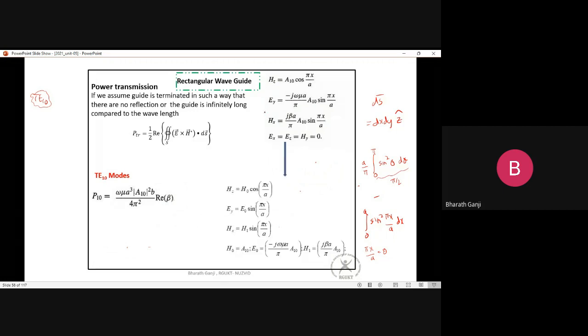So I can write hx is some h naught times cos pi by y, and ey is equal to some e naught, I can take it all as some complex constant. Ey is equal to e naught times sin pi x by a, and hx is equal to some h1, some complex constant times sin pi x by a, because b, a, pi are all constants, so I'm taking all of this as a constant. I have taken h naught, e naught, and h1. You will understand why I have taken it like that.